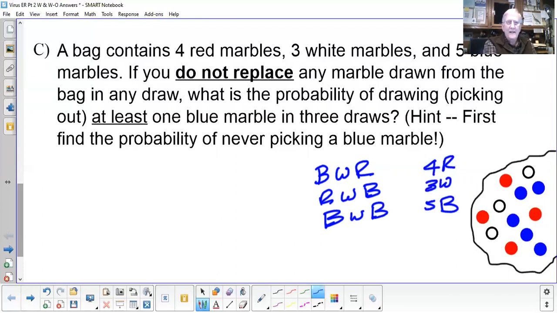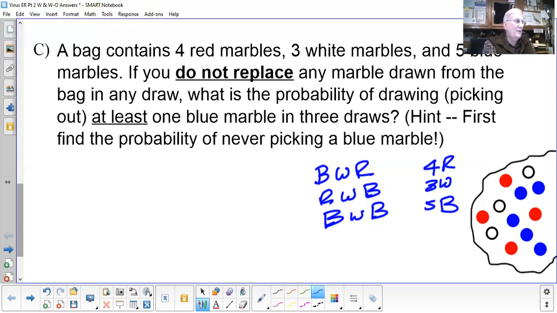And you know that in this bag of marbles, if we do not replace, this is just one configuration that's possible, or 3 configurations that are possible here. And we're doing this without replacement. So each time the number of marbles in the bag goes down. So the simplest way to accomplish finding this answer is to do this. Determine the probability of never picking a blue marble. Once you have that, you can find the opposite of that, which would be picking out at least 1 blue marble. So let's do that, all right?